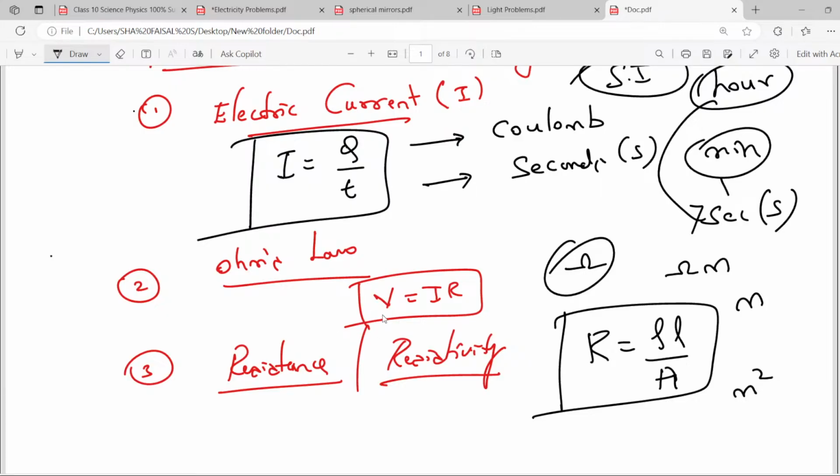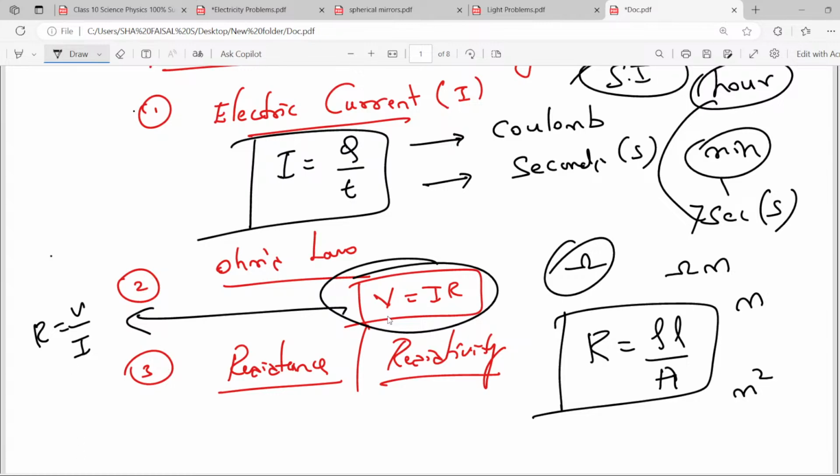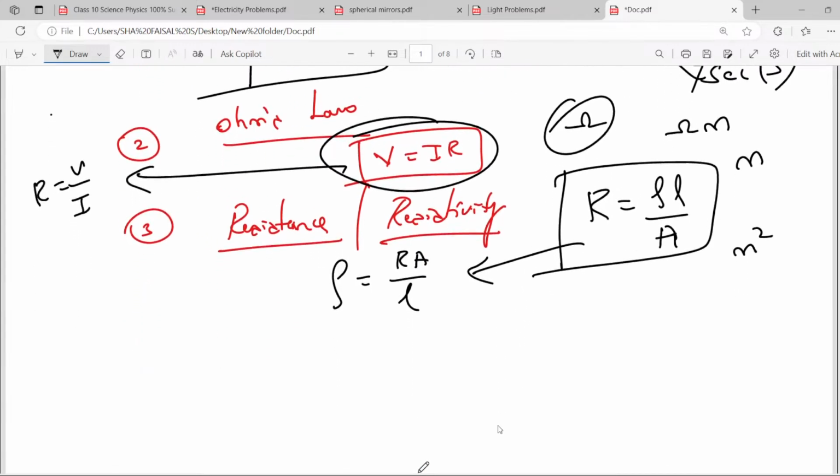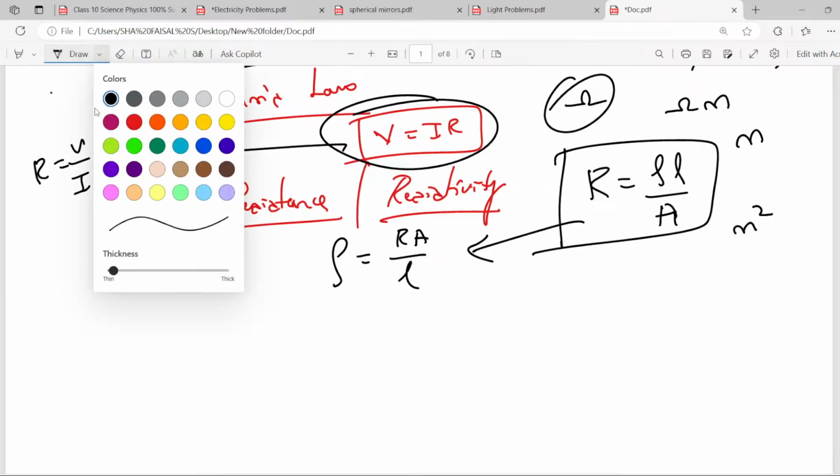So we have two formulas to represent R. V is equal to IR can be written as R is equal to V by I also. Same formula derived in this form; both are one and the same. And next we have the formula R is equal to rho L by A, or rho can be written as RA by L. Same formula derived in this form. So this is the difference between resistance and resistivity. Any doubts? I hope you are clarified with these points.